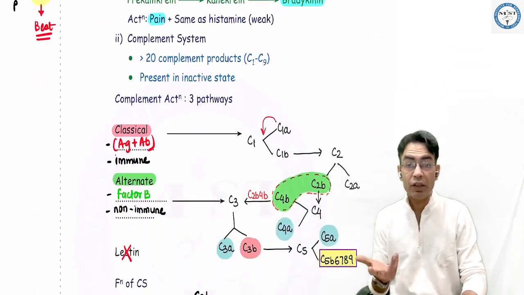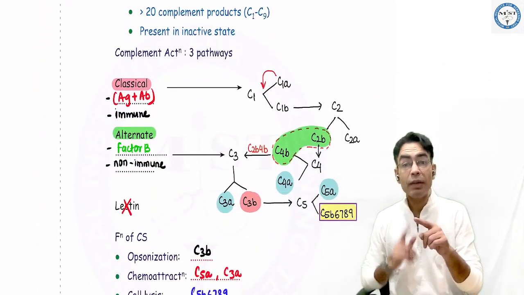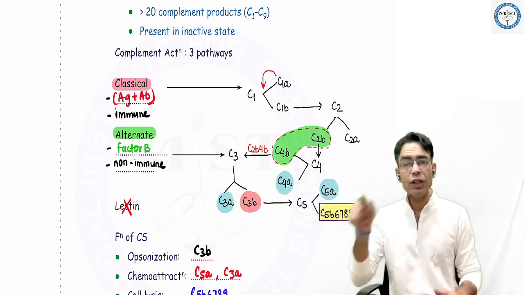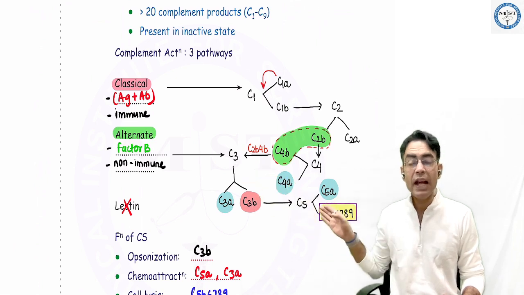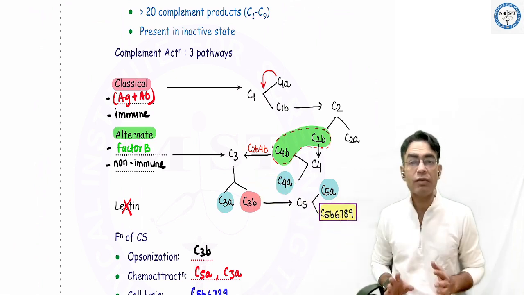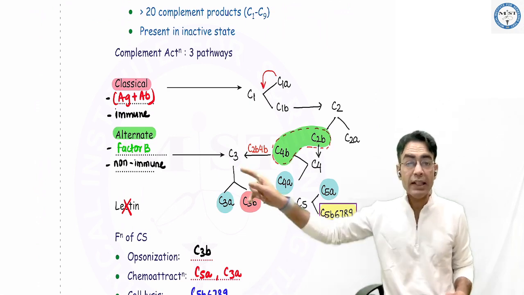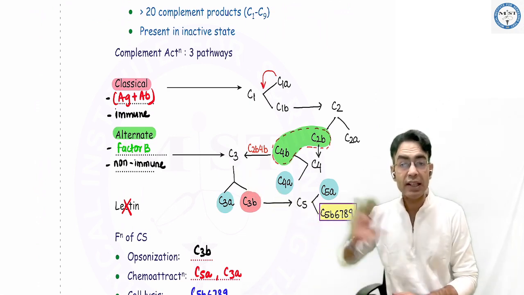Complement system, two pathways of activation, classical or alternate. In classical, the antigen antibody complex will activate your C1, so it's called an immune pathway. C1 goes to C2, C2 and C4 will activate C3, and C3 will activate C5, and finally this complex is formed, C5b, 6, 7, 8, 9. In alternate, no immune complex, direct activation of C3. The rate limiting step of complement system activation is C3 activation.